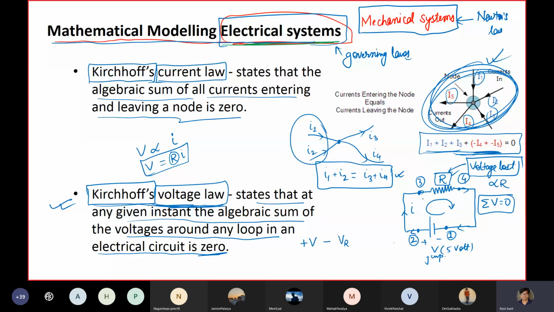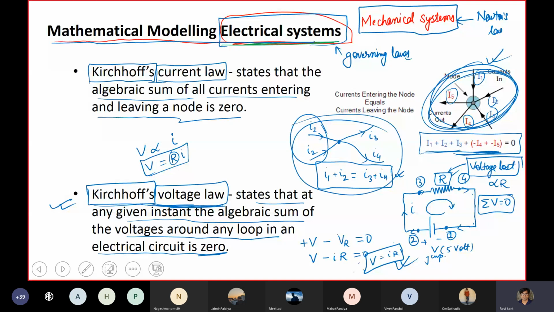You reach 1, so the sum should be equal to 0. So V minus I times R must be equal to 0, and then V is equal to IR. That is the governing equation that you should write in an electrical circuit. This is how it is written. So two things you have to keep in mind: either you have a node or you have a voltage loop.